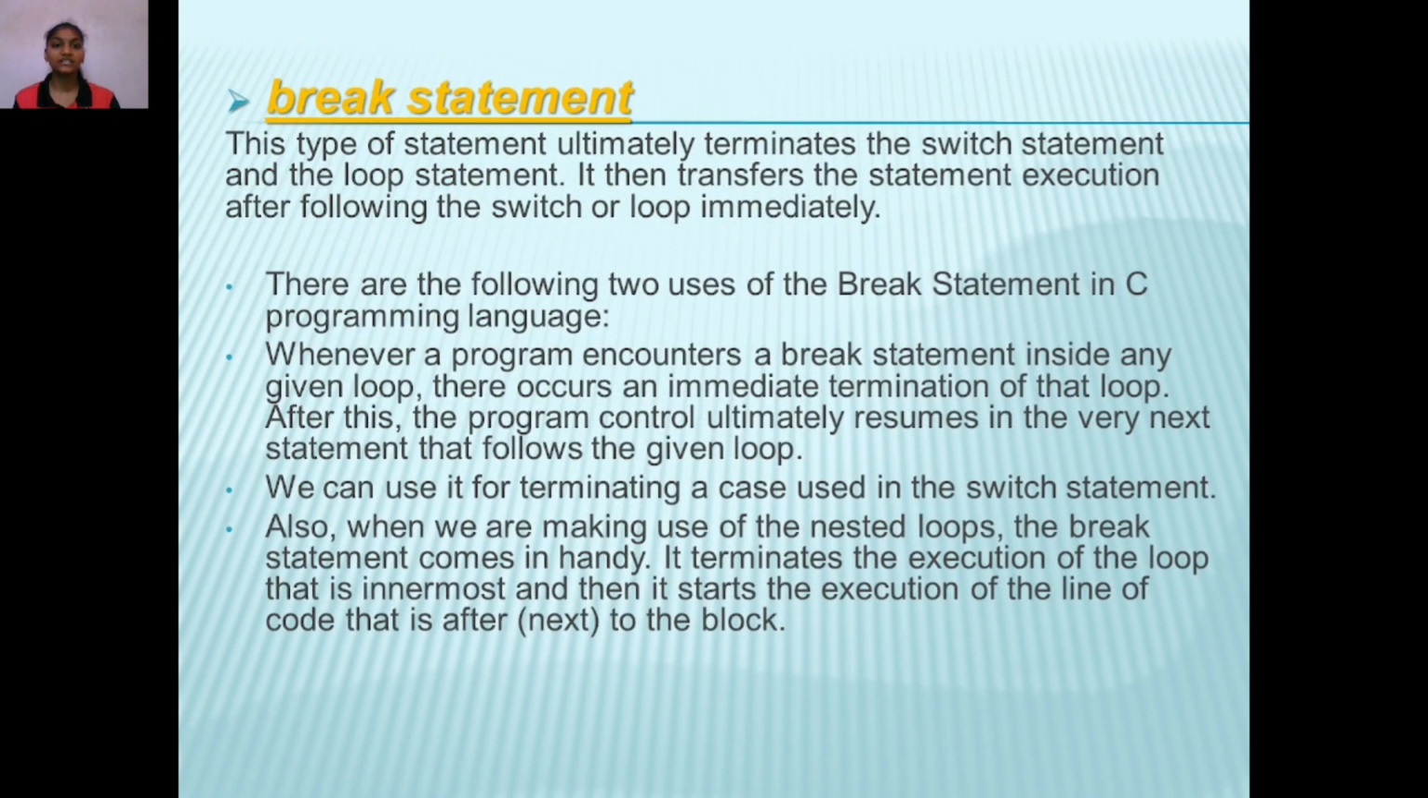Break statement. This type of statement ultimately terminates the switch statement and the loop statement. It then transfers the statement execution after following the switch or loop immediately. There are the following two uses of the break statement in C programming language. Whenever a program encounters a break statement inside any given loop, there occurs an immediate termination of that loop. After this, the program control ultimately resumes in the very next statement that follows the given loop.